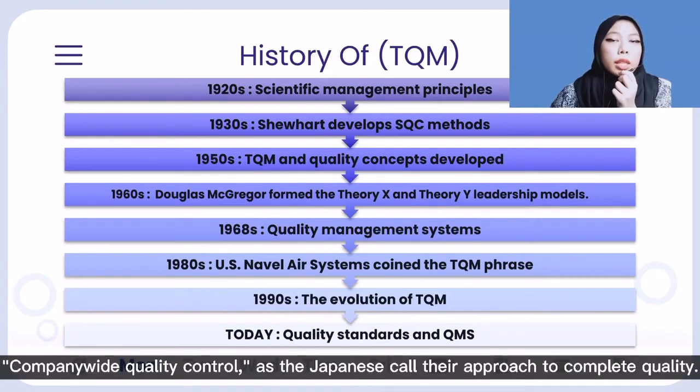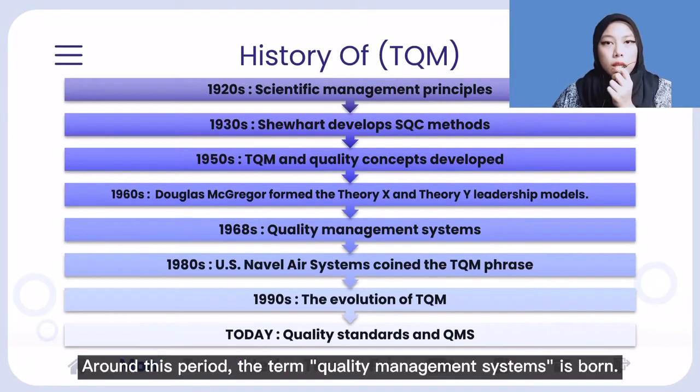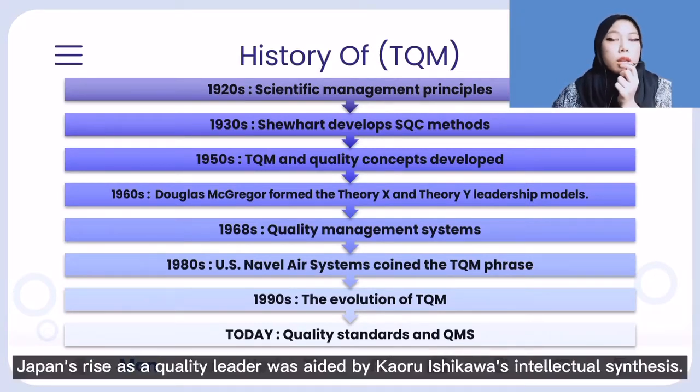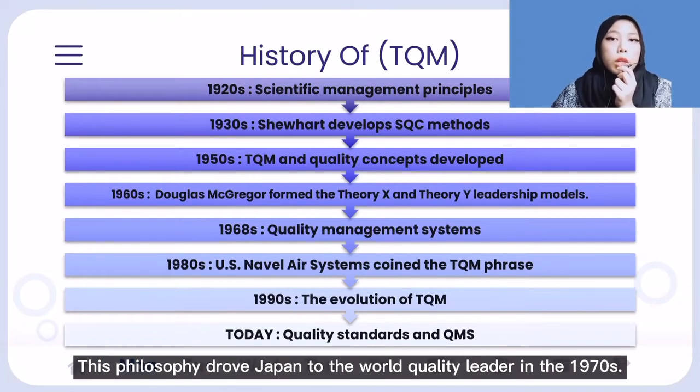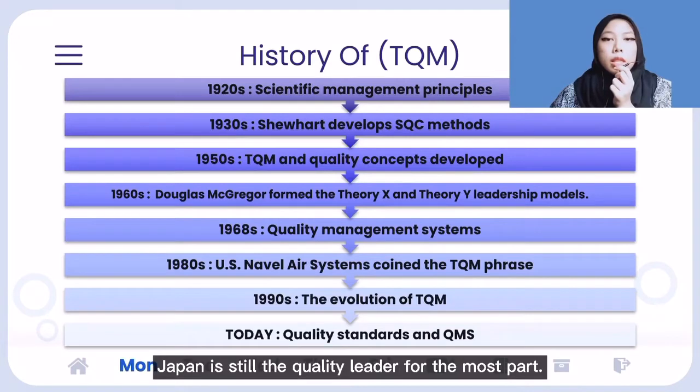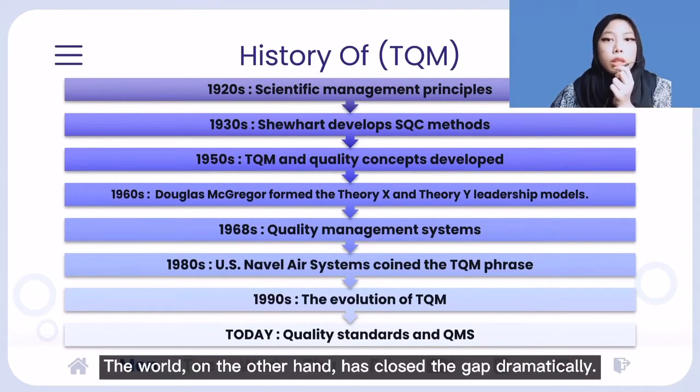Company-wide quality control is what the Japanese call their approach to complete quality. Around this period, the term quality management system was born. Japan's rise as a quality leader was aided by Kaoru Ishikawa's intellectual synthesis. This philosophy drove Japan to become the world quality leader in the 1970s. Japan is still the quality leader for the most part. The world, on the other hand, has closed the gap dramatically.